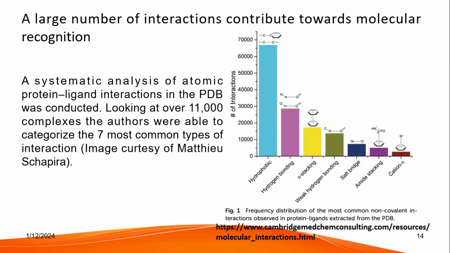This diagram shows some of the most important interactions you will see in docking that are responsible for binding. We have hydrophobic interactions having the highest percentage, hydrogen bonding, pi stacking, weak hydrogen bonding, salt bridge, amide stacking, cation pi. These are some of the very important features of the receptor and the ligand that help in binding.